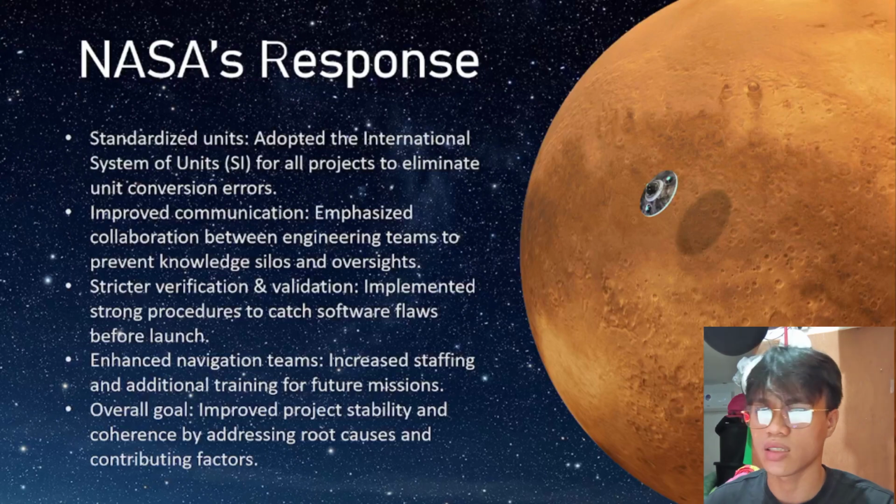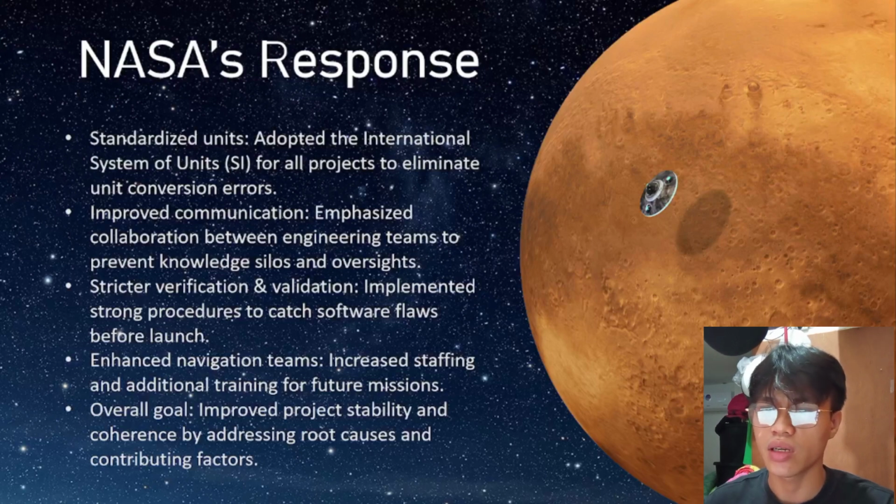Standardizing the International System of Units, or SI, for all projects was a crucial step. By removing the possibility of unit conversion errors, the standardization attempted to solve a critical element that led to the mission's failure. NASA placed a strong emphasis on enhanced communication and collaboration amongst engineering teams in order to reduce oversights and break down knowledge silos in the spacecraft development process.